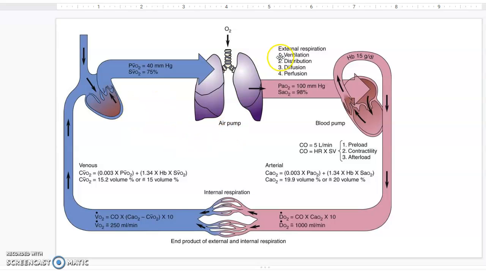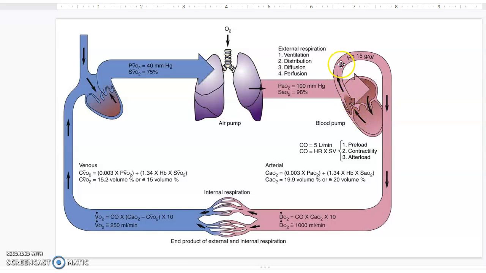Just to remember, because we're digging way back here, we start at the right side of the heart. The blood comes into the right side. If we were to measure that blood as it goes to the lungs, we would be measuring the PvO2, the venous content, and the SvO2. After the blood leaves the lungs going to the left side of the heart, it should be fully oxygenated, and so our PaO2 should be about 100 and our SaO2 should be about 98%.